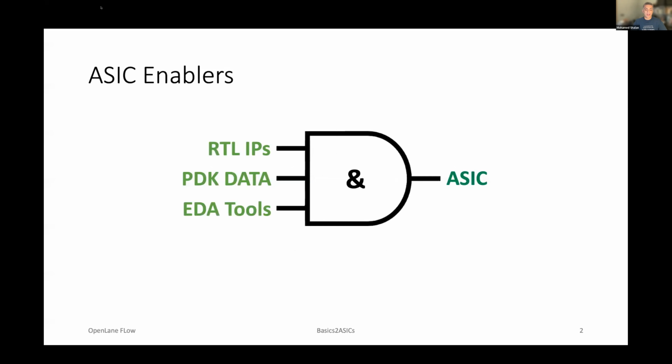As Mohammed and Yuan mentioned, there are three ASIC enablers. We need the design that we want to implement, and typically we do this at the RTL level using some hardware description language, typically Verilog. To accelerate things, we might be using IPs as well.